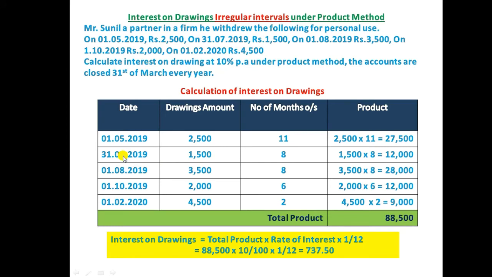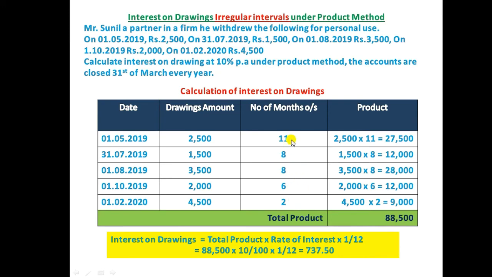Next he drew at the end of July, so the month of July we should not consider. We should calculate from August. August, September, October, November, December, Jan, February, March. The number of months outstanding is 8 months. Next 1/8/2019. This is the beginning of August, so we should consider the month of August also. So August to 31st March is 8 months. Then 1/10/2019, from October to 31st March is 6 months. Then 1/2/2020, February, March, is 2 months. So we calculate the number of months outstanding.